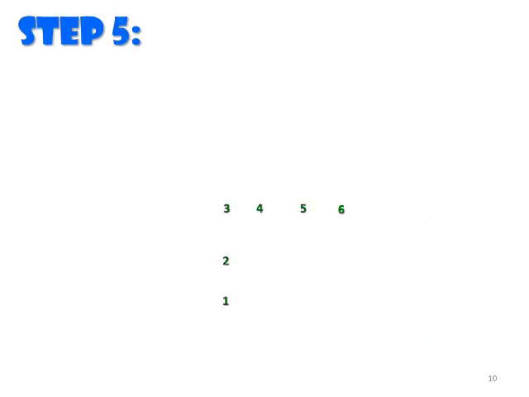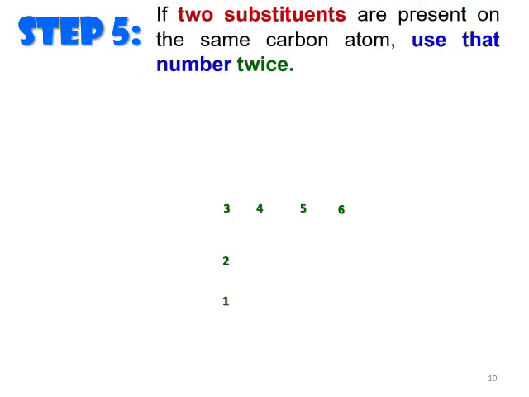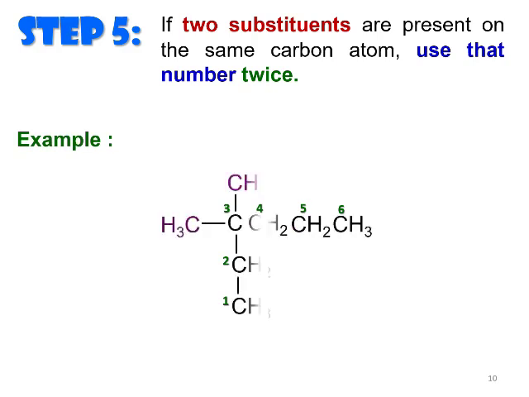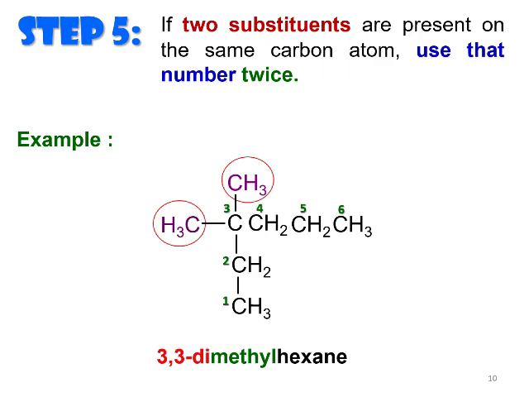Step number 5. If two substituents are present on the same carbon atom, use that number twice. Example: we have 2 methyls at carbon number 3, so the name is 3,3-dimethylhexane.